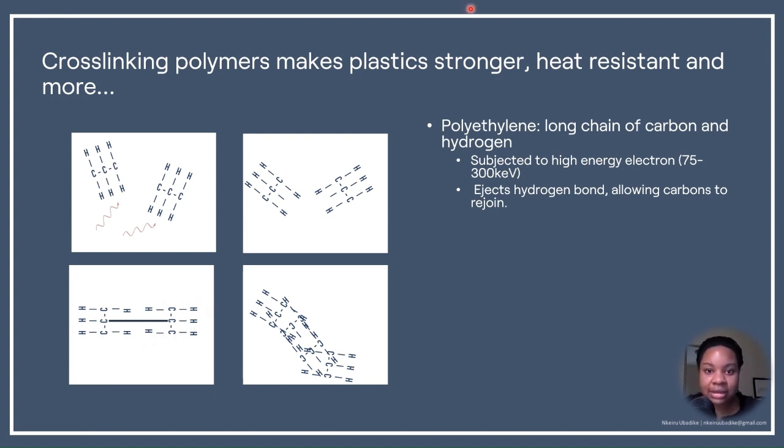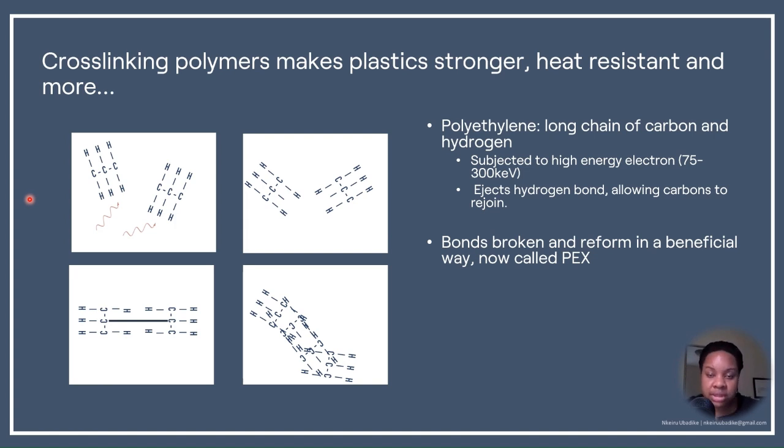And now we can join smaller polyethylene molecules into much longer chains of molecules. And this is responsible for these improved characteristics. So now the bonds have been broken by the electron radiation, and they have reformed in a much more beneficial way. And in this case, the material is now called PEX.